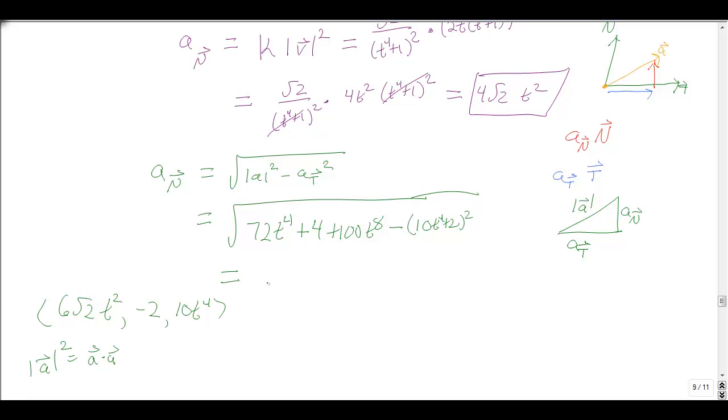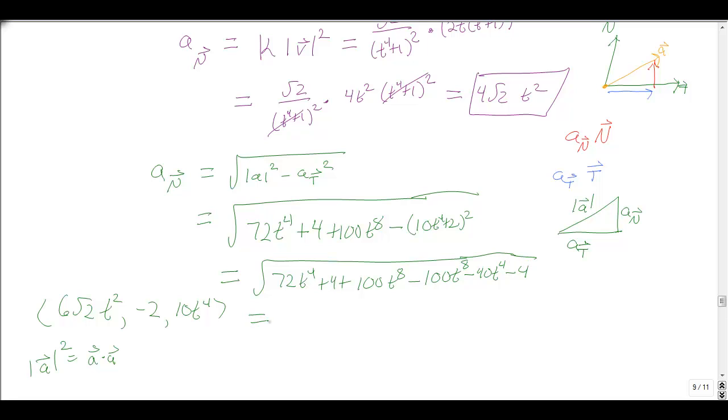And so what I get, square root of, let's see, so it's 72 t to the 4th plus 4 plus 100 t to the 8th minus, when I square this, I'll get 100 t to the 8th. 10 to the 4th times 2 is 20 t to the 4th times another 2, whoops, will give me a minus 40 t to the 4th, and then I'll get a minus 4.